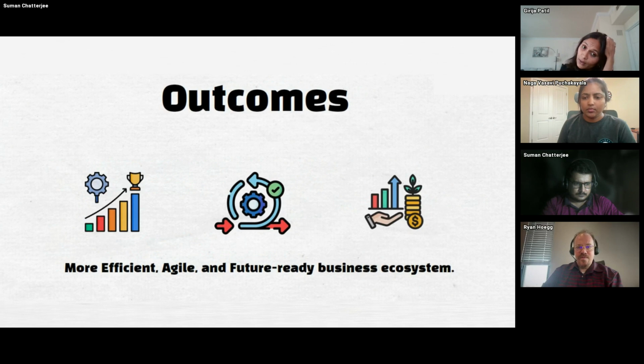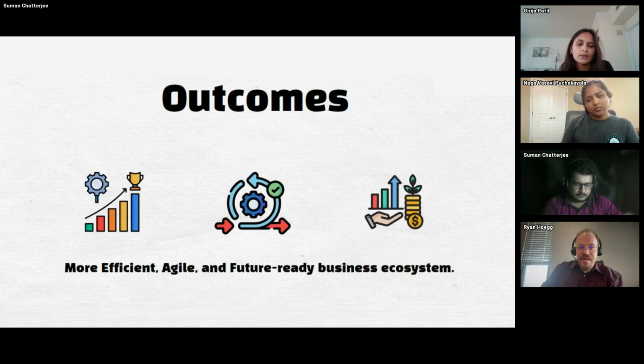If you look at the outcomes that we gave the customer at the end of the day, it's a more successful migration, and now the customer looks at it as a more efficient, agile, and future-ready business ecosystem. So this small step towards the migration looks like a big leap for future business transformations.